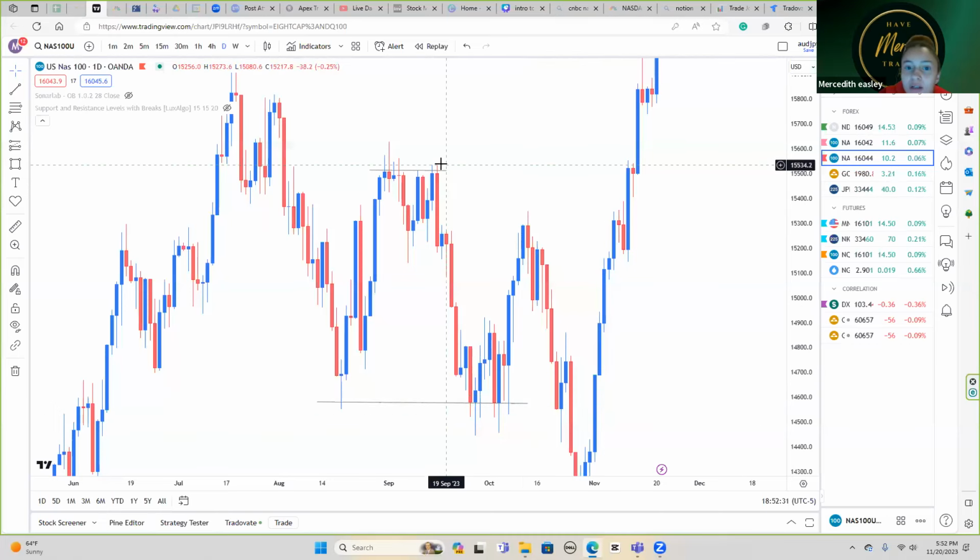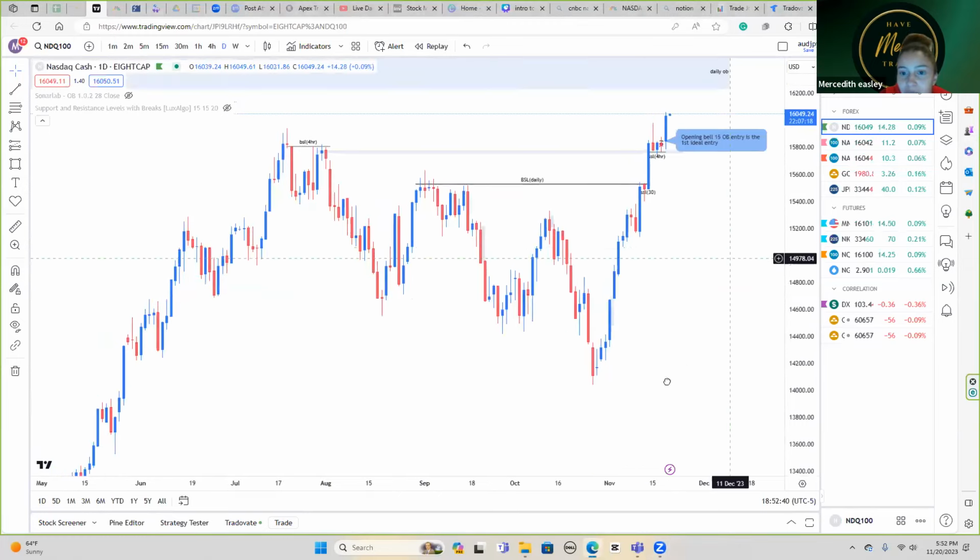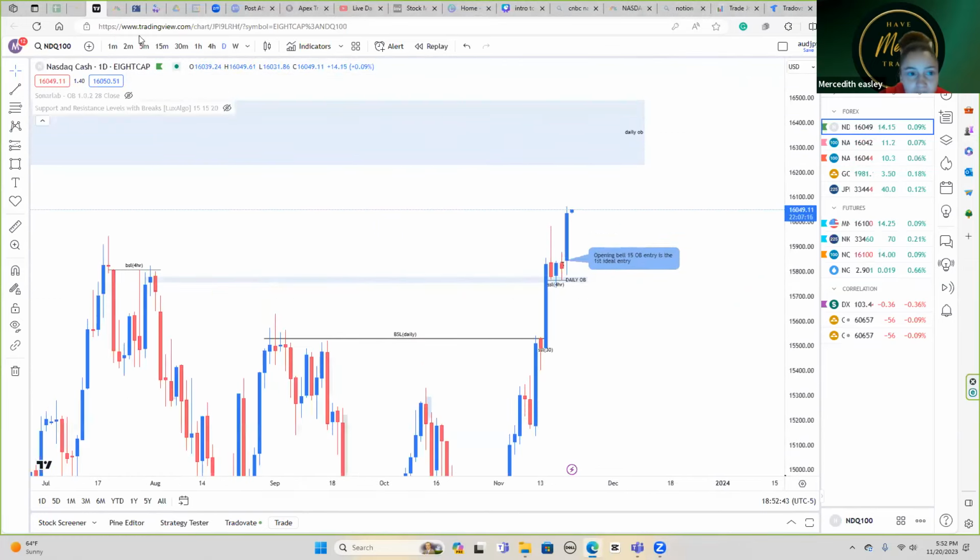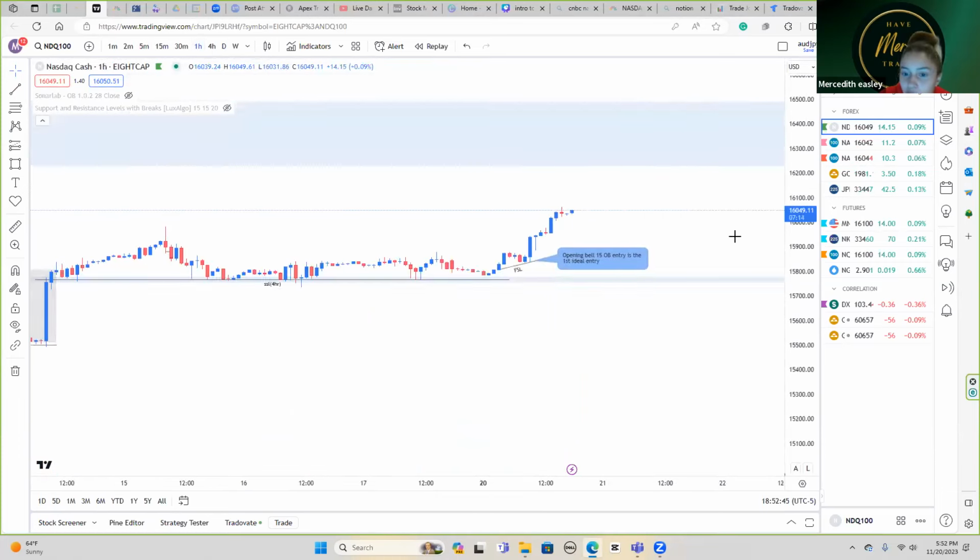I'm sorry, floor, ceiling. How do you calculate points and pips? Points and pips are the same exact thing. Fun fact. They're literally the same thing. Some people call it points, some people call it pips.